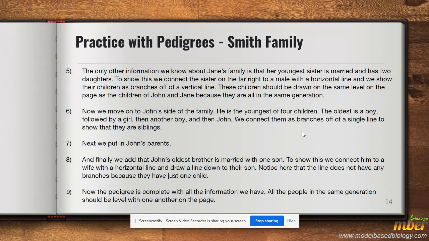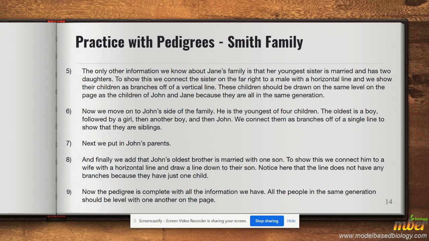The only other information we know about Jane's family is that her younger sister is married and has 2 daughters. To show this, we connect the sister on the far right to a male with a horizontal line, and we show their children as branches off a vertical line. These children should be drawn on the same level of the page as the children of John and Jane because they are in the same generation. So if John and Jane were your parents, these would be your cousins.